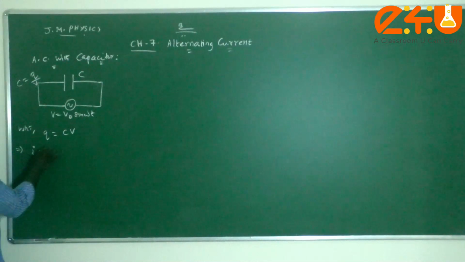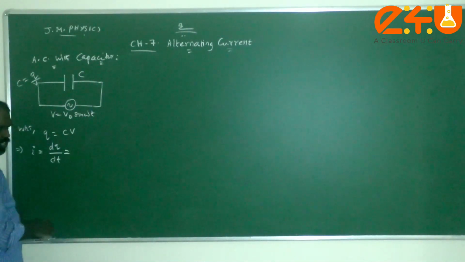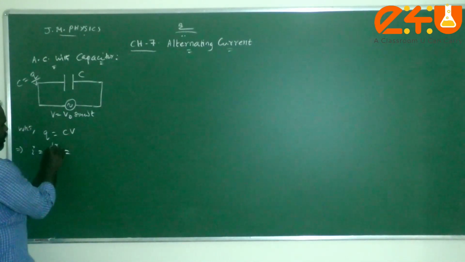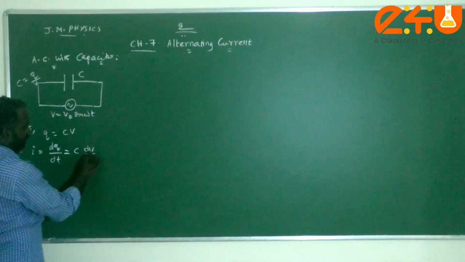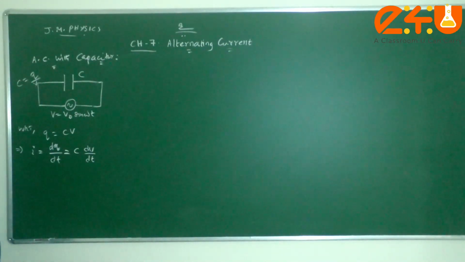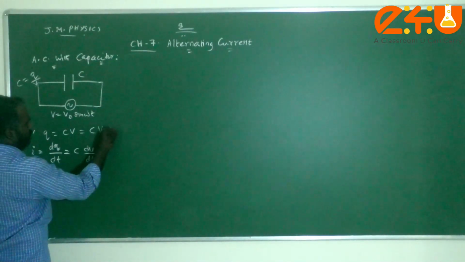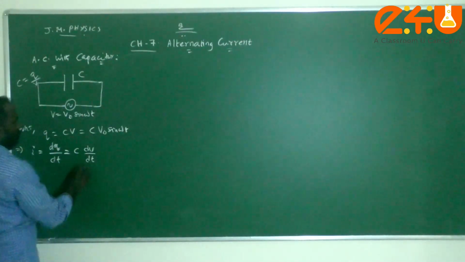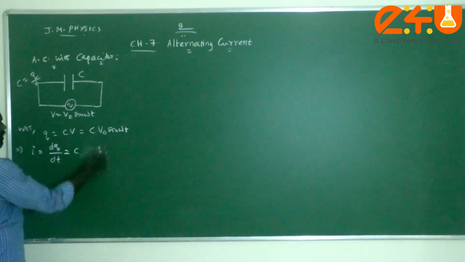Therefore I is nothing but the instantaneous current. I is nothing but dq by dt. Differentiating this equation, dq by dt, since C is constant, I can write C dV by dt. So C into V is nothing but V naught sine omega t. So CV naught is constant.